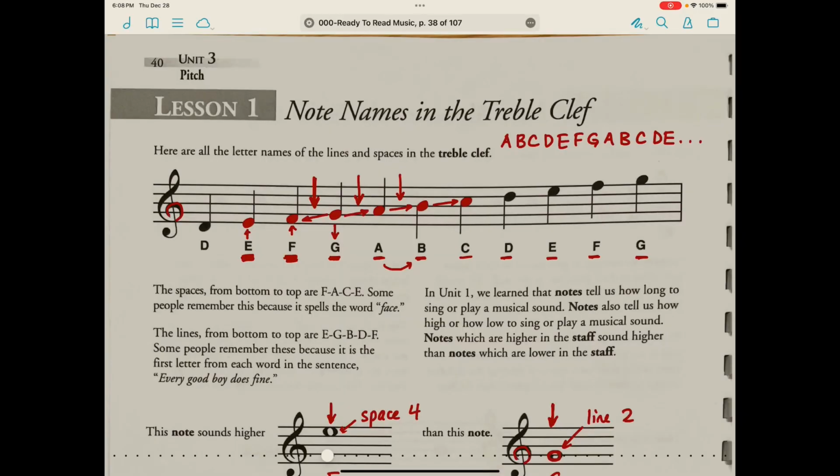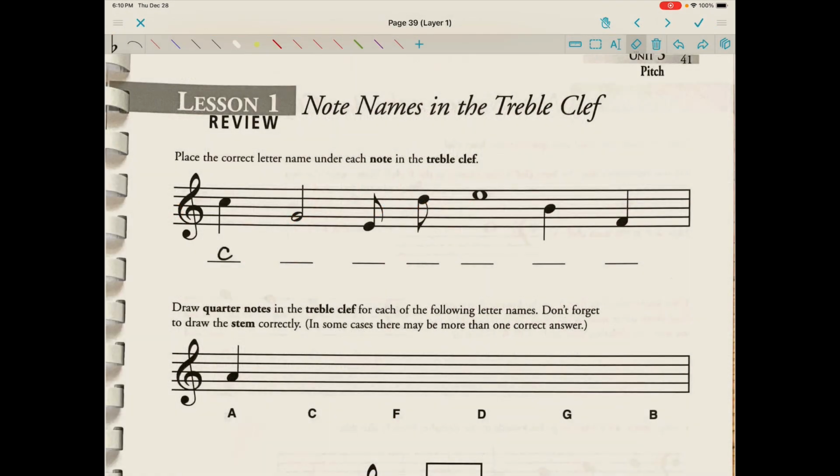We are returning to Unit 3, which is the pitch unit, Lesson 1 in J. Albrecht's Ready to Read Music. We'll be beginning where we left off with the second page of Unit 3, Lesson 1. And it says to place the correct letter name under each note in the treble clef.